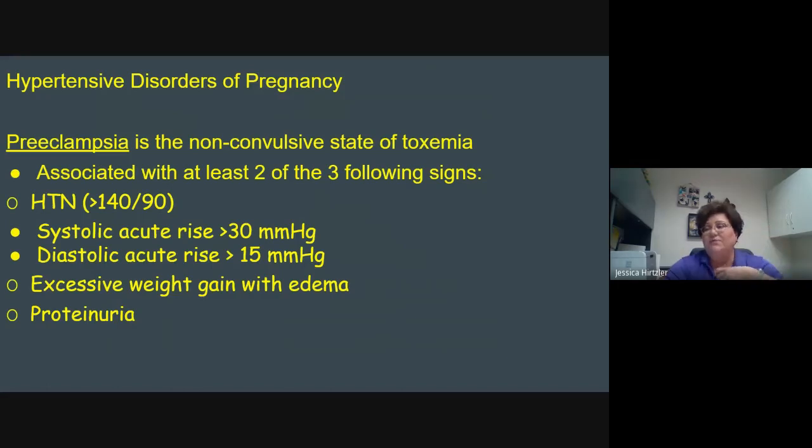She'll have excessive weight gain, and there'll be a lot of edema noted. She may, like I said, with the protein spilling into the urine, notice a very strong smelling urine output. Complications of toxemia can include abruptio placenta, which we'll talk about a little bit later, stroke, renal failure, pulmonary embolism, and DIC.